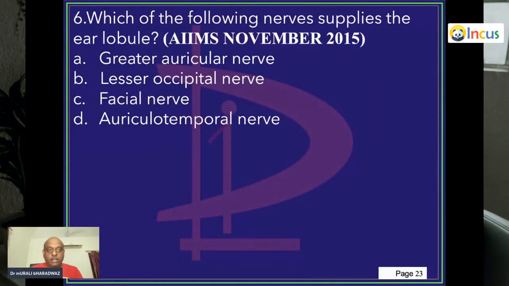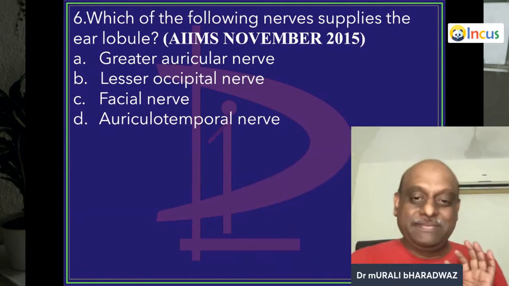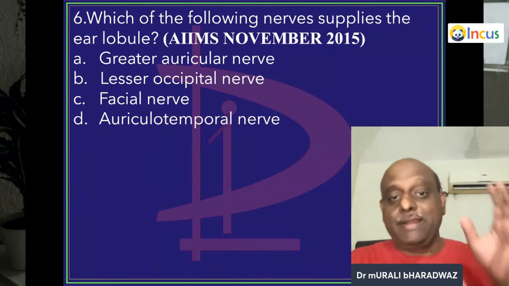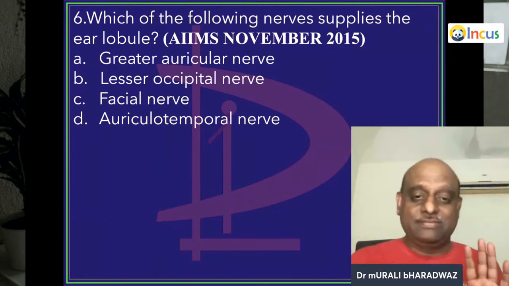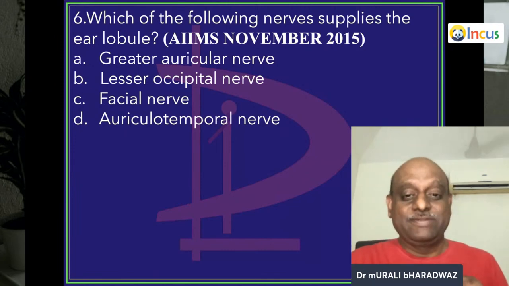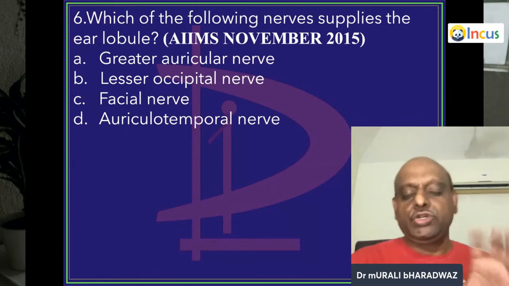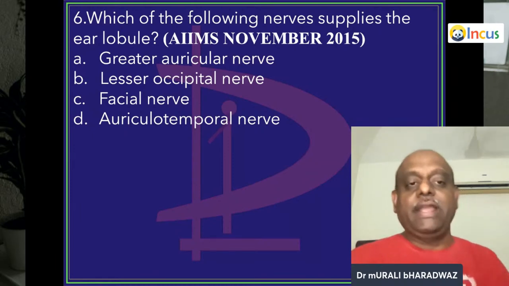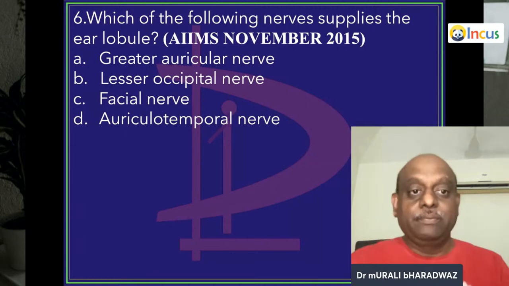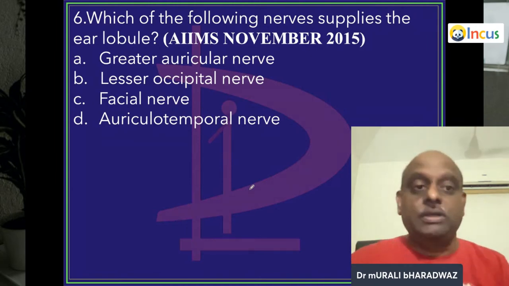So the general rule of the game, which you should not forget, doctor, is one question is going to come. Ulnar nerve, median nerve, radial nerve, musculocutaneous nerve, axillary nerve, sciatic nerve, common peroneal nerve, tibial nerve, sural nerve. You need to be very sure, right? One question will come. Sure shot, every exam you go. So now, which nerve supplies the ear lobule?